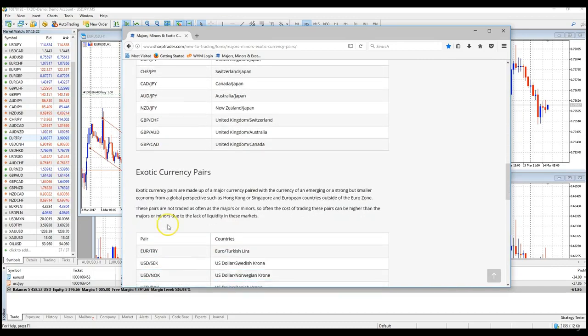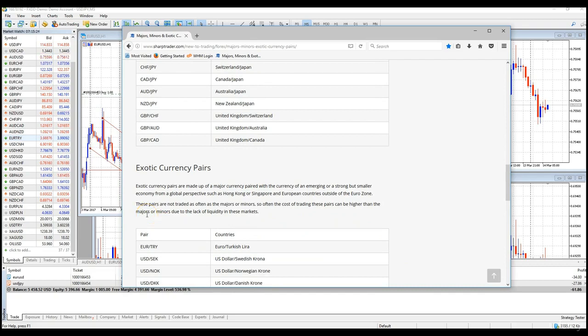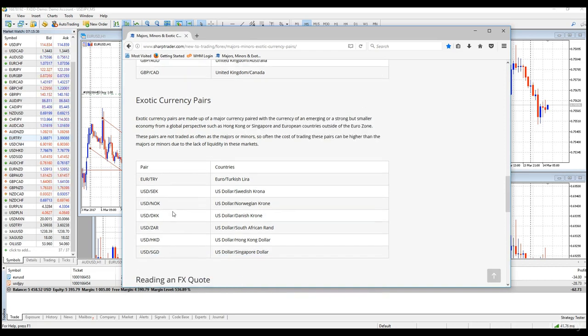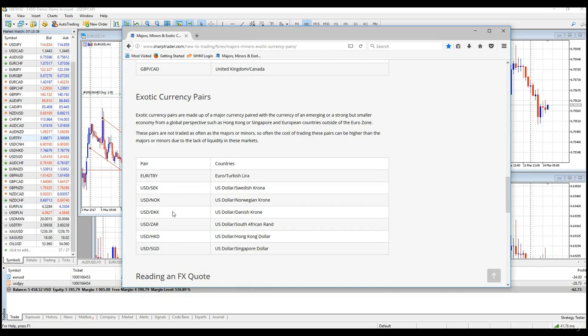And exotics are currency pairs that contain a major and they're matched with the currency of an emerging or a strong but small economy from a global perspective, such as Hong Kong or Singapore and European countries outside of the Eurozone. For example, Euro Turkish Lira, or the US dollar versus the Hong Kong dollar.